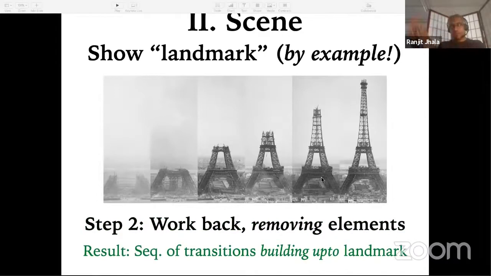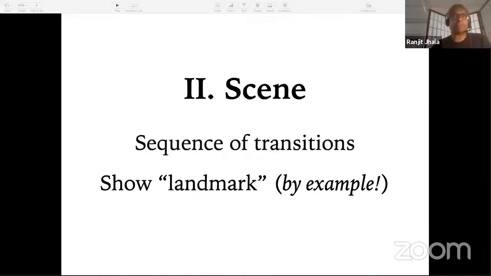So you want to start with the final example and then keep chipping away at it, almost working backwards till you have nothing, till you begin with nothing. And that gives you the trajectory for how you want to show people the particular landmark that you're trying to build. Okay, great. So what's a scene? It's a sequence of transitions where we show this landmark by example.